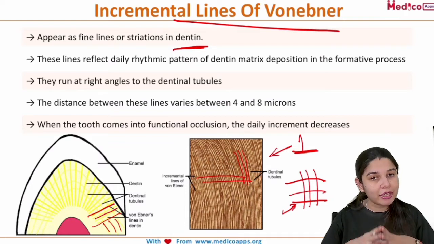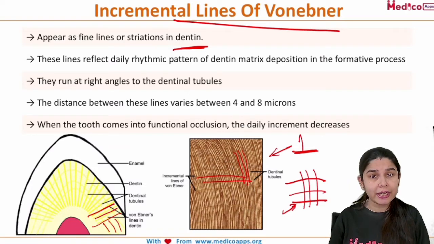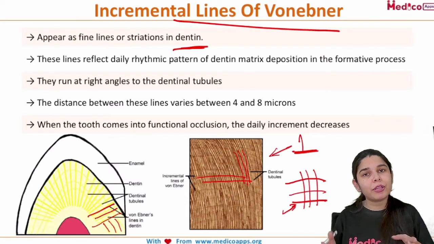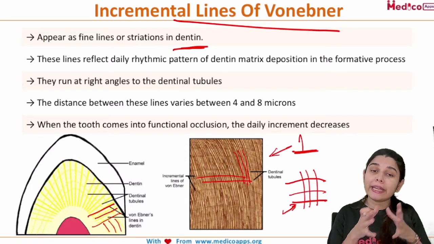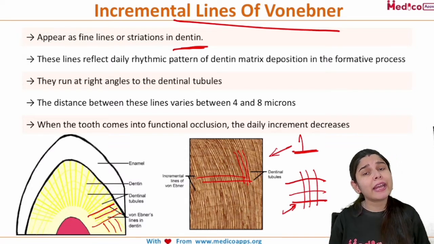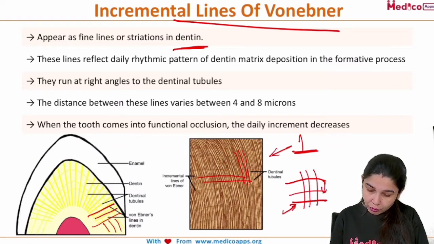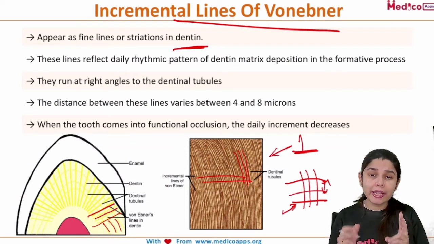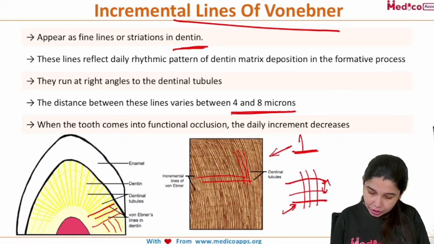So I hope you have understood this point also, that they are nothing but fine lines or striations in the dentin, which are basically formed during the rhythmic process of the dentin formation. They are laid during the formation process of the dentin, and they are present at right angle to the dentinal tubules. Now, what is the distance between these two incremental lines of Von Ebner? The distance between two lines is around 4 to 8 microns.